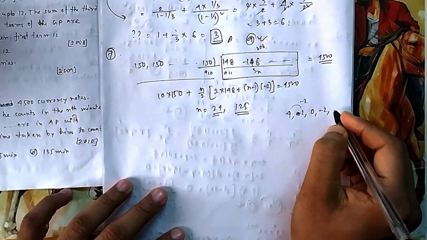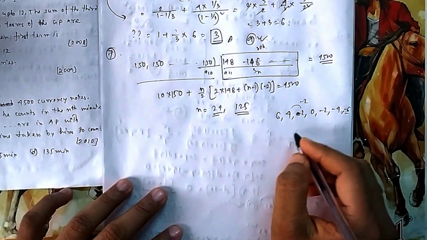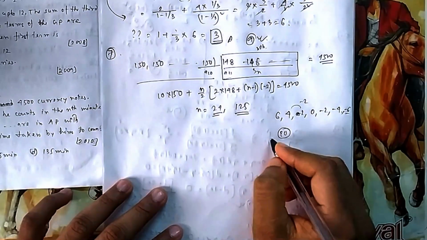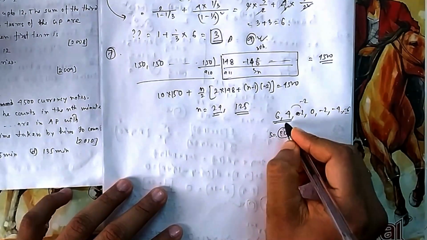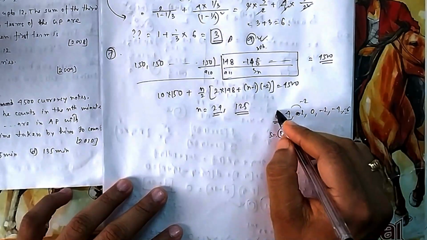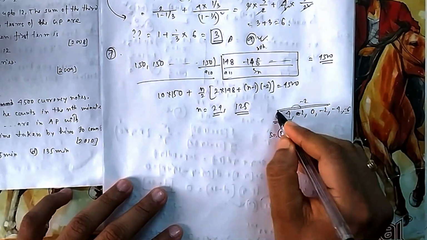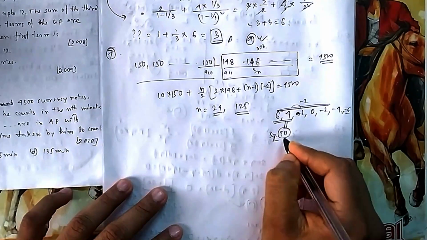0, -2, then -4. Suppose you need a sum of 10. How many terms will give you a sum of 10? So if you add these 2 terms, then you will also get 10. Now if you go up to this much also, that will also give you 10. So if you do S2, then also you will get 10.